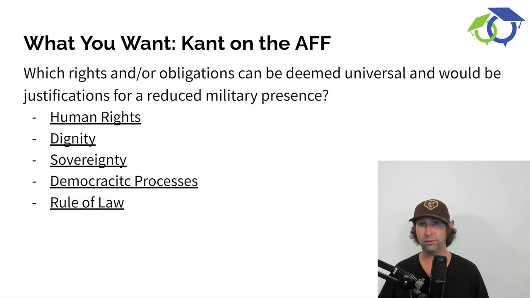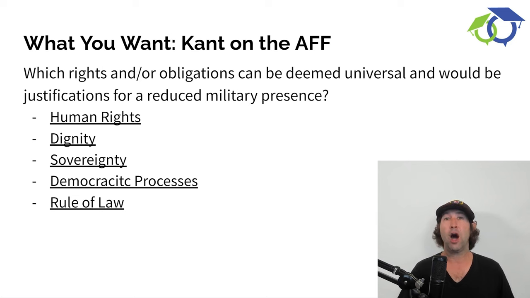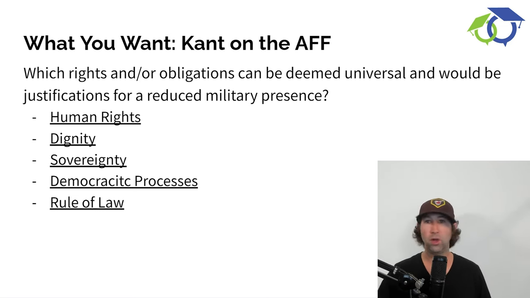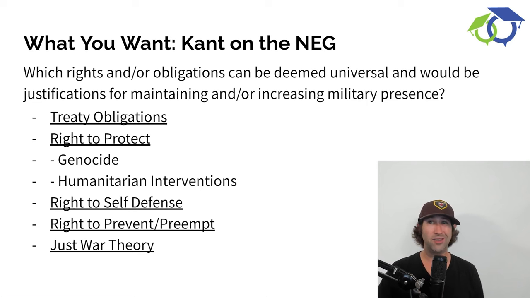And finally, again, rule of law. You know, if these wars are illegal, then we have an obligation to follow the rule of law. And that is paramount. Rule of law always matters. If not, then there's no basis for law. And then we have what Hobbes fears more than anything. Anarchy. All right. So Kant on the Neg.